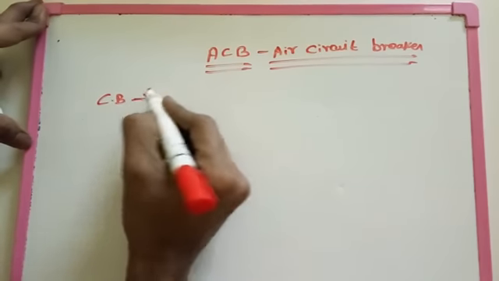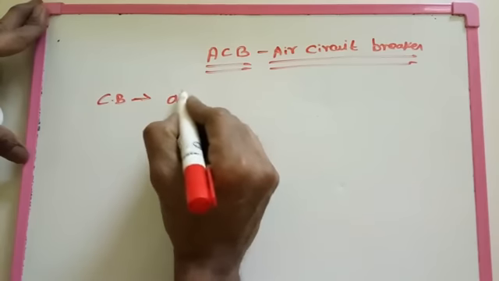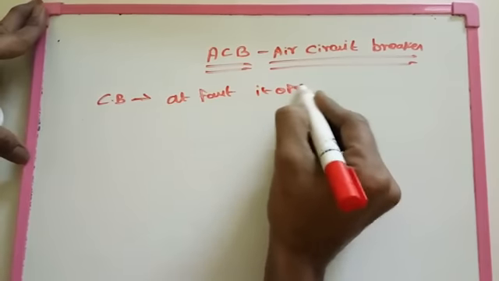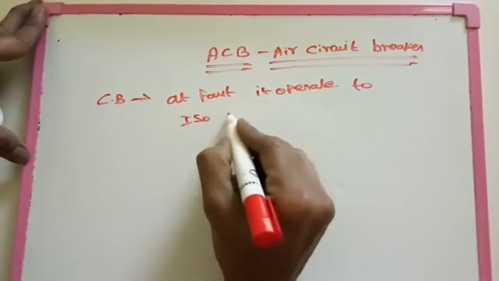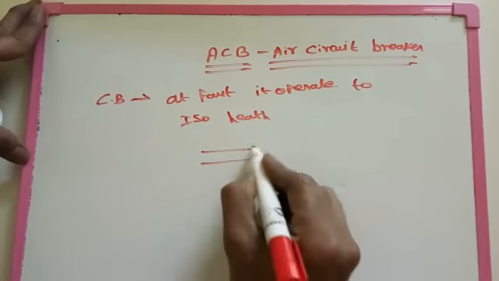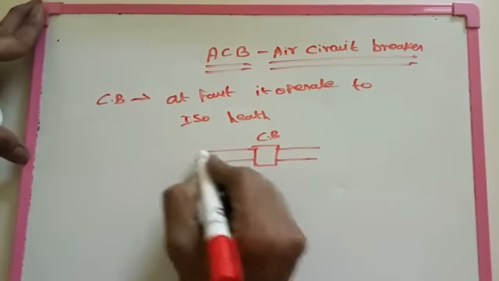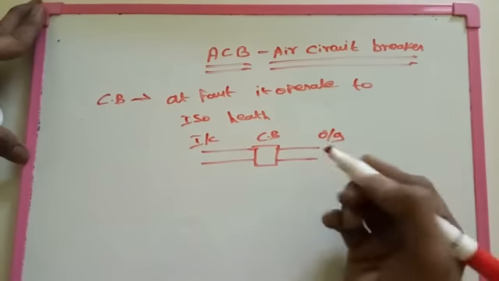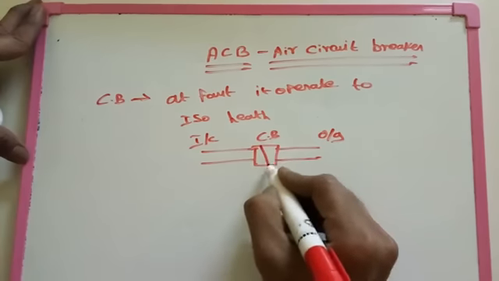A circuit breaker is a fault-operating switch. That means at the time a fault occurs, it operates to isolate the healthy portion. Here we have two parts. This one is the circuit breaker. This is the main incoming, and this is the outgoing. If you get any fault here, at that time the circuit breaker is going to break the incoming supply.